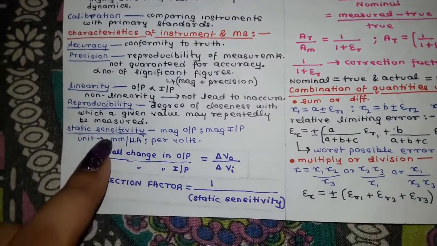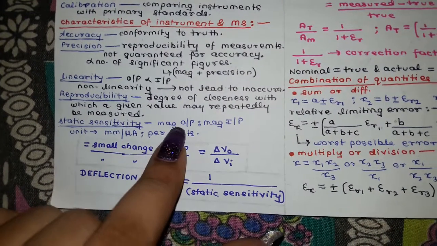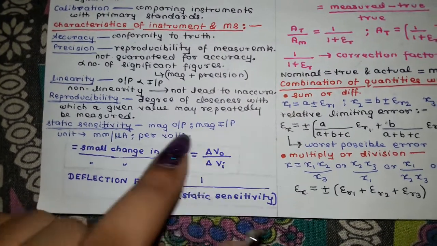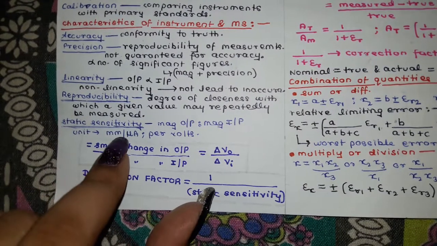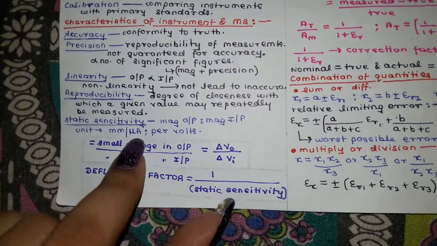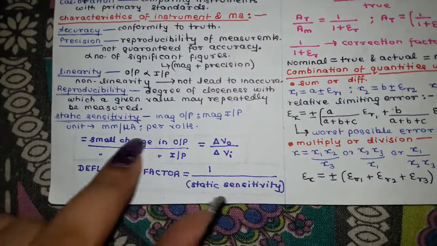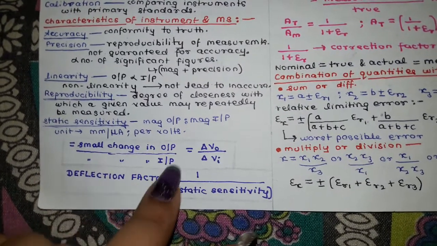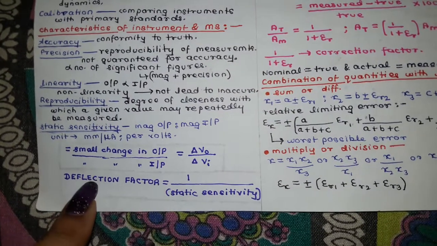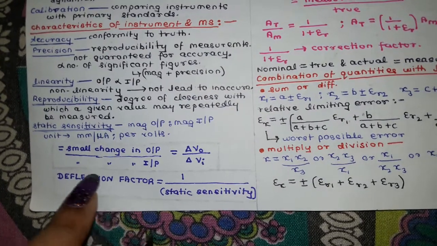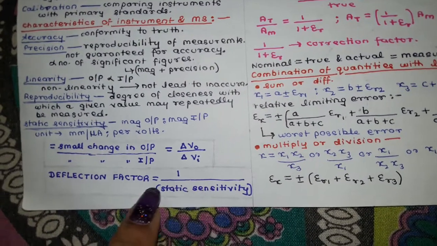Then we have static sensitivity. It's the ratio of output and input measured. Its unit is millimeter per microampere or volts as the case may be, defined as small change in output upon small change in input. And we have a new term over here, deflection factor, which is defined as 1 over static sensitivity.